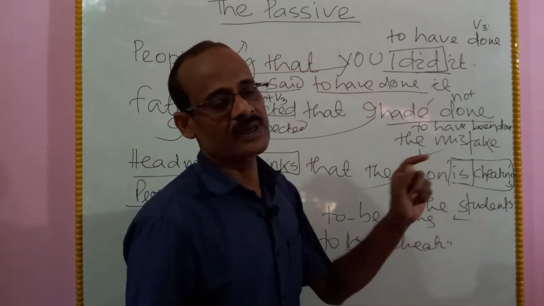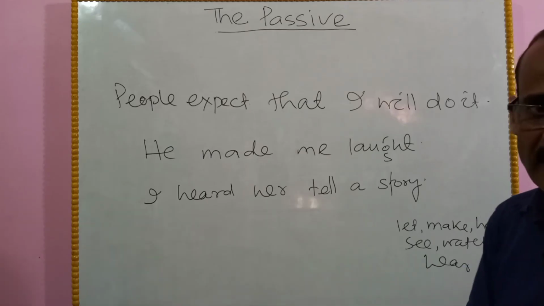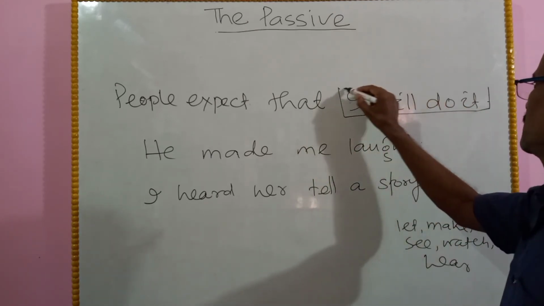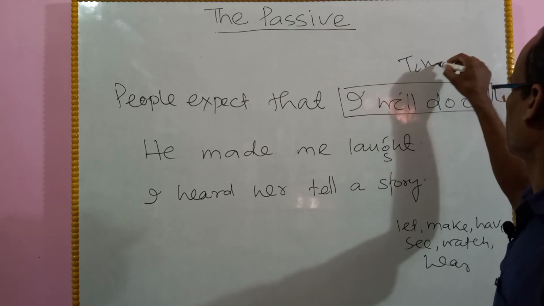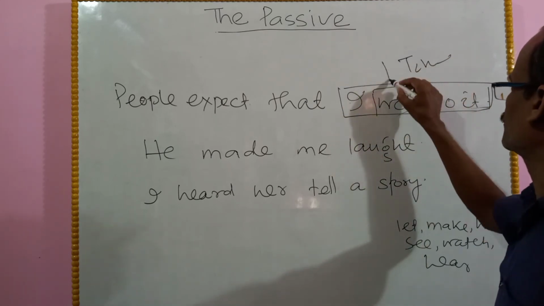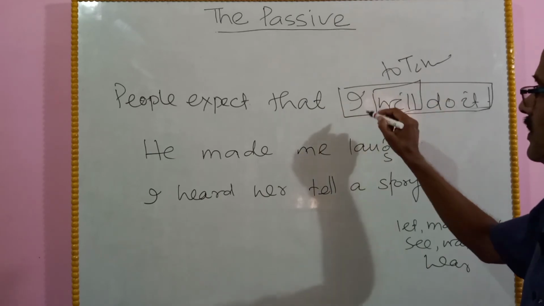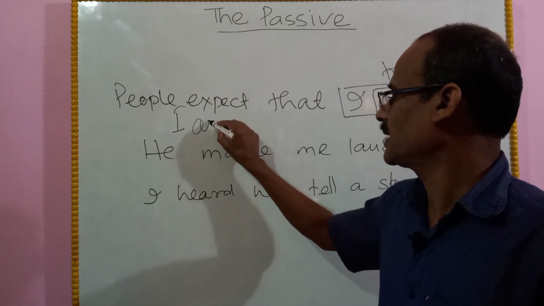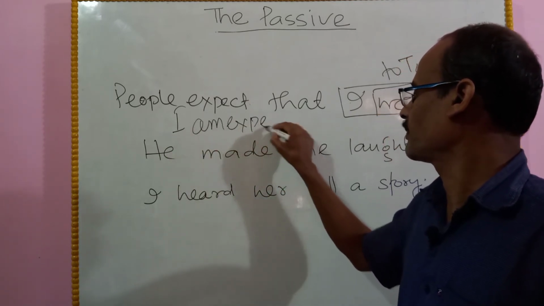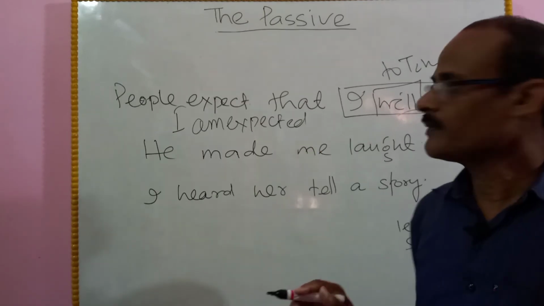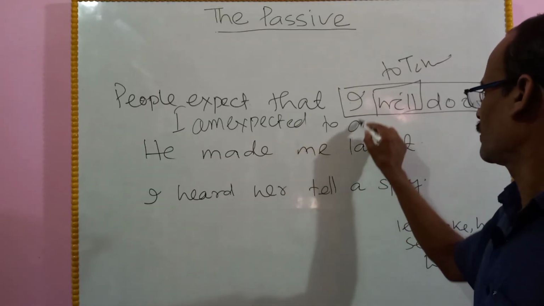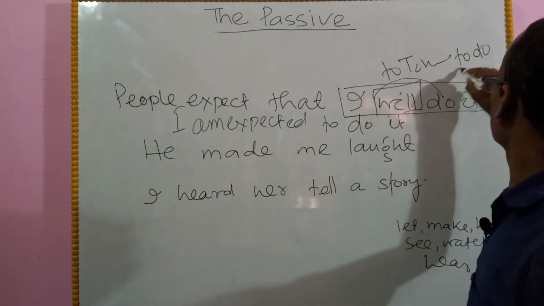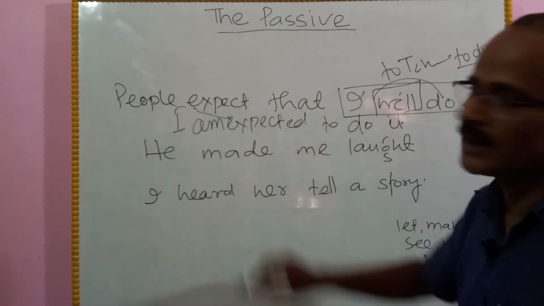And what is our passive for future time? The subordinate clause is in a future time. So "will" changes to "to." And what would be the passive form? I expect, present: I am expected. I am expected to do it. Will do changes to to do. This is the change, and this is the general rule we follow.